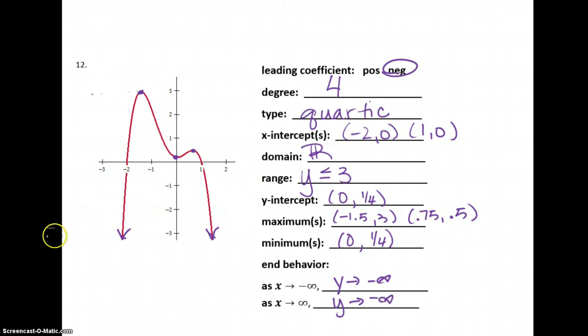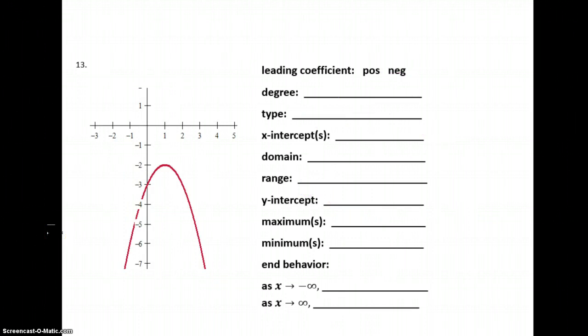Okay, so one more. Alright, so positive or negative leading coefficient. Notice that both arms are pointing down, so this is a negative leading coefficient. This is a degree 2, since there's only one turn. That makes it a quadratic. For our x-intercepts, notice this quadratic does not cross the x-axis, so the answer here would be none.